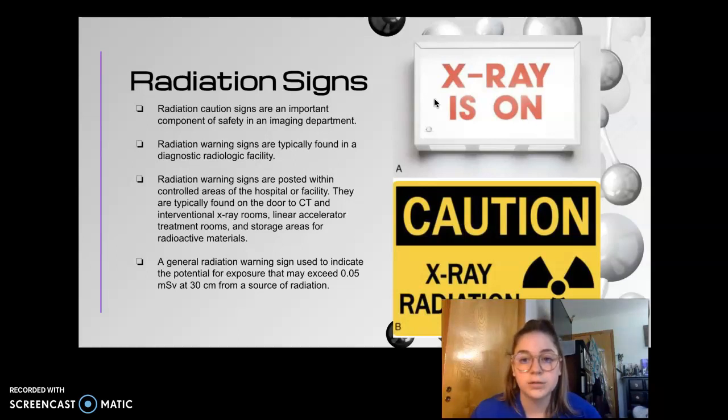Let's see. A general radiation warning sign indicates potential exposure that may exceed 0.05 millisieverts, so a super small amount, at 30 cm from a source of radiation. So when you see these signs and you see they're lit up, stay clear of that room. Do not go in.